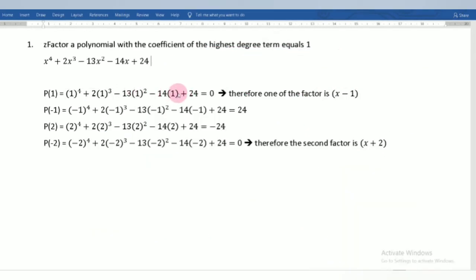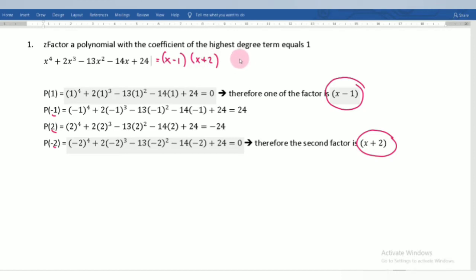Okay, we are using the factor theorem to find the first two factors. So I will just quickly review the steps. I put 1, and then I have the first factor, x minus 1. So I put here x minus 1. And then I continue to search: negative 1, no, it's not. 2, and then negative 2. I found the second factor, so it is x plus 2.